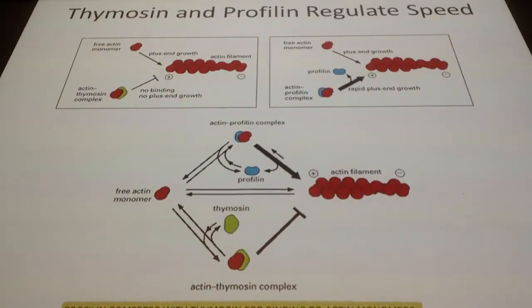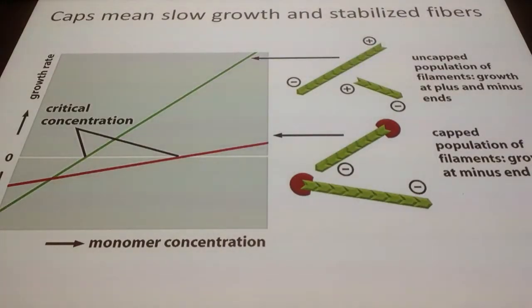Does that mean that disassembly occurs? Well, other things will regulate that. So again, having a higher amount of thymosin only inhibits assembly, not necessarily inducing disassembly. Be real careful on that. Okay. So next, how else can assembly and disassembly of microfilament be regulated?